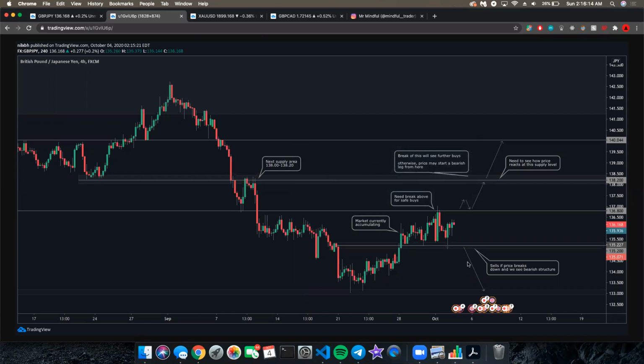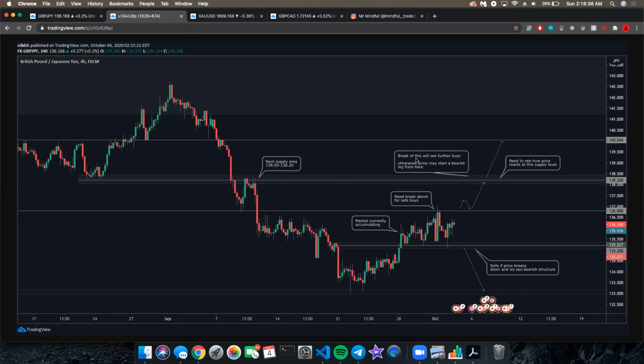Essentially what we saw last week was the market accumulating after tapping into the 133.00 demand level, and then we broke up. Currently we're accumulating between 136.8 and 135.2. So we need a break above 136.8 to see further continuation up to 138.2, and that is the next supply level that I've highlighted up here.